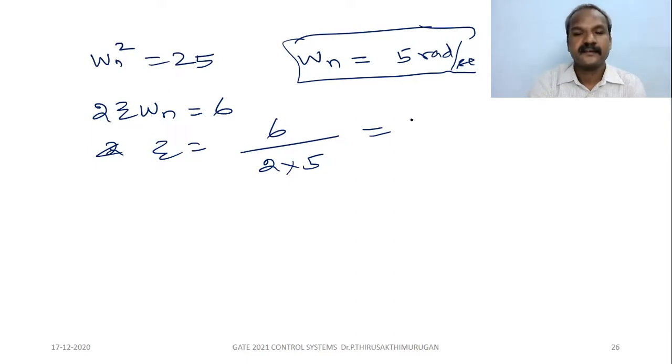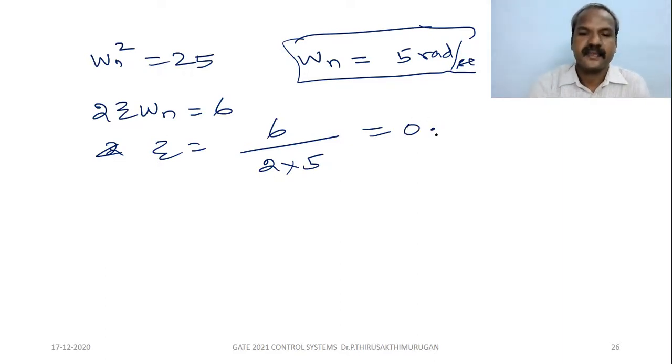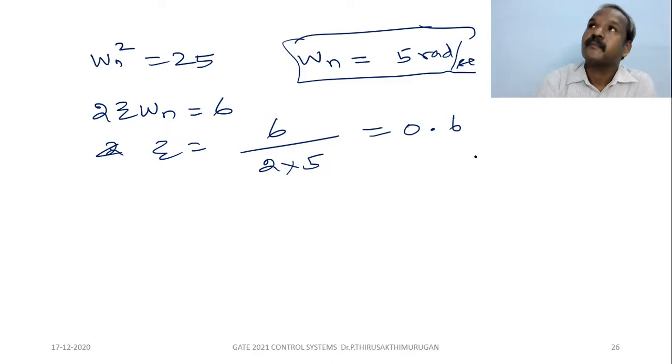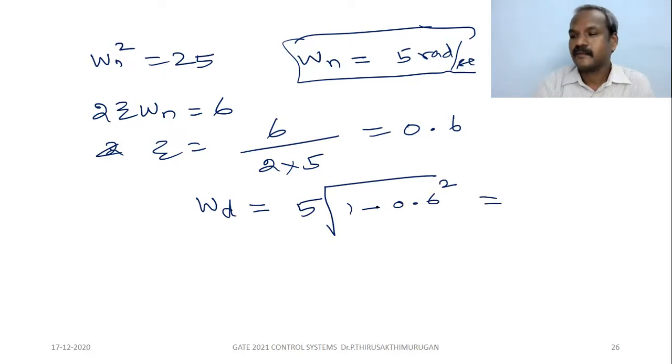6 by 10, that is 0.6. Clear? 0.6. Substitute in the omega d expression. Omega n is 5, so 5 into square root of 1 minus 0.6 square. So 1 minus 0.6 square, what do you get?